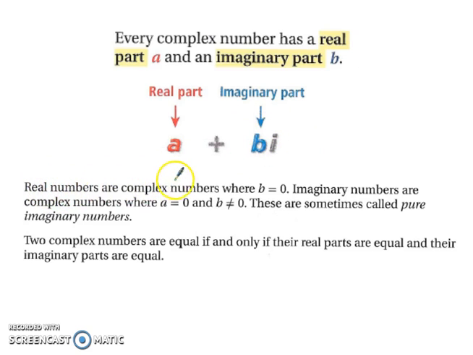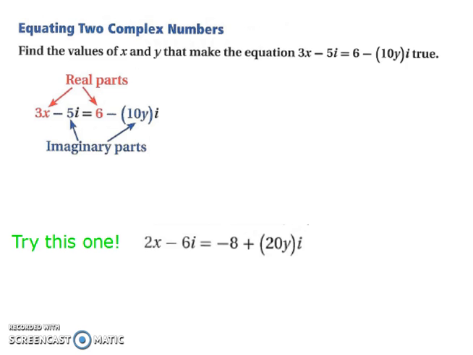Real numbers are complex numbers where b equals 0. Imaginary numbers are complex numbers where a equals 0 and b cannot equal 0. These are sometimes called pure imaginary numbers. Two complex numbers are equal if and only if their real parts are equal and their imaginary parts are equal. So the real parts have to be equal and the imaginary parts have to be equal for complex numbers to be equal. So let's practice with this.